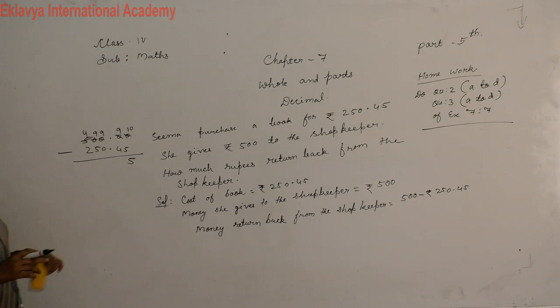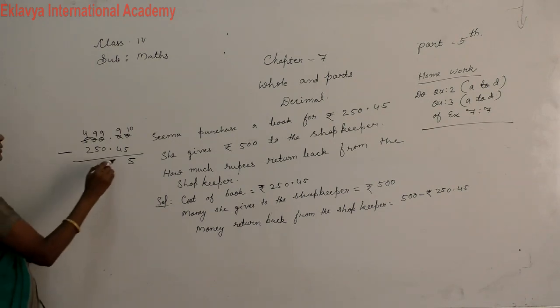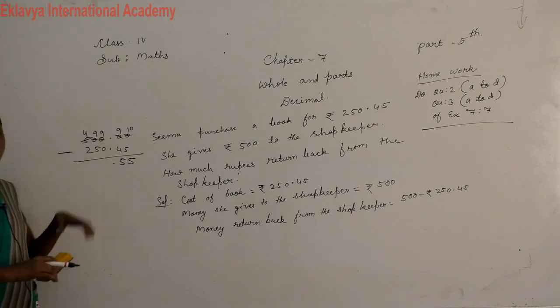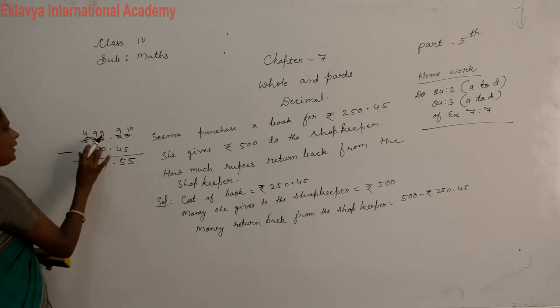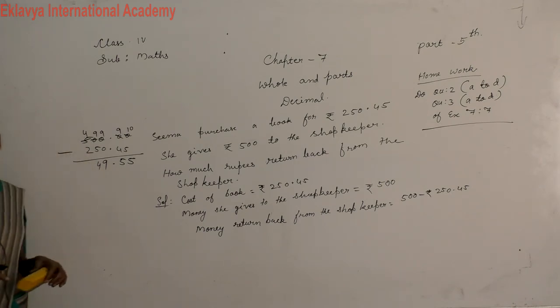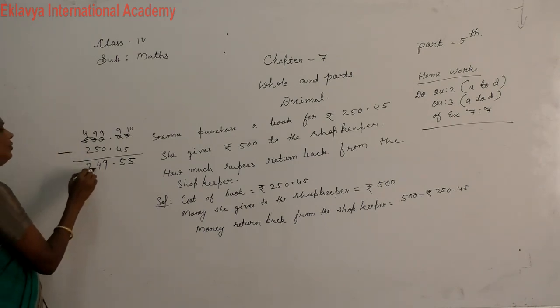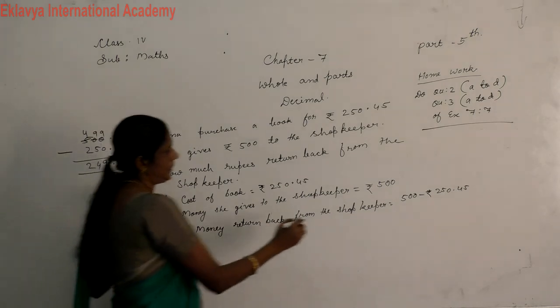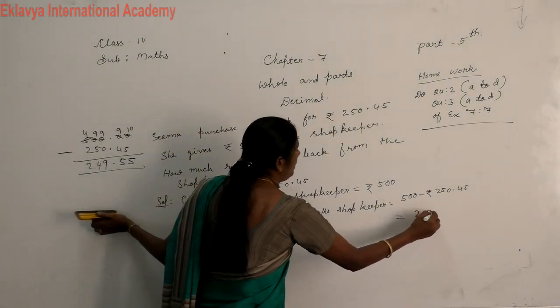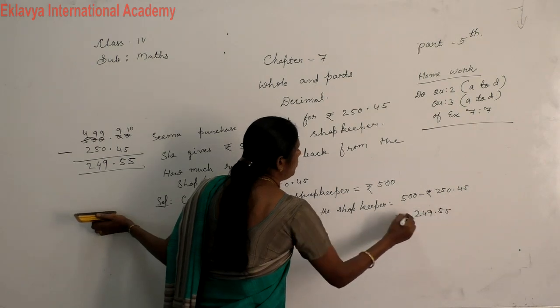Then 5 take away from 10, you get 5. 4 take away from 9, you get 5. Then decimal. 0 take away from 9, you get 9. 5 take away from 9, you get 4. Then 2 take away from 4, you get 2. Our answer is 249.55 rupees.